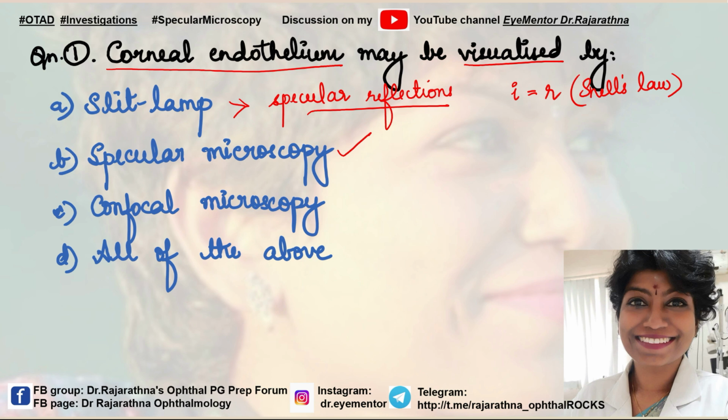Specular microscopy definitely, and confocal microscopy, in fact you can use it to see all the layers of the cornea. So obviously you can see the corneal endothelium as well. In fact, when you have a corneal edema, you will not be able to use specular microscopy to visualize the endothelium. So in such cases, confocal microscopy is an added advantage because you can see even through an edematous cornea. So the actual answer is all of the above. I hope you learned something through this question number 1.